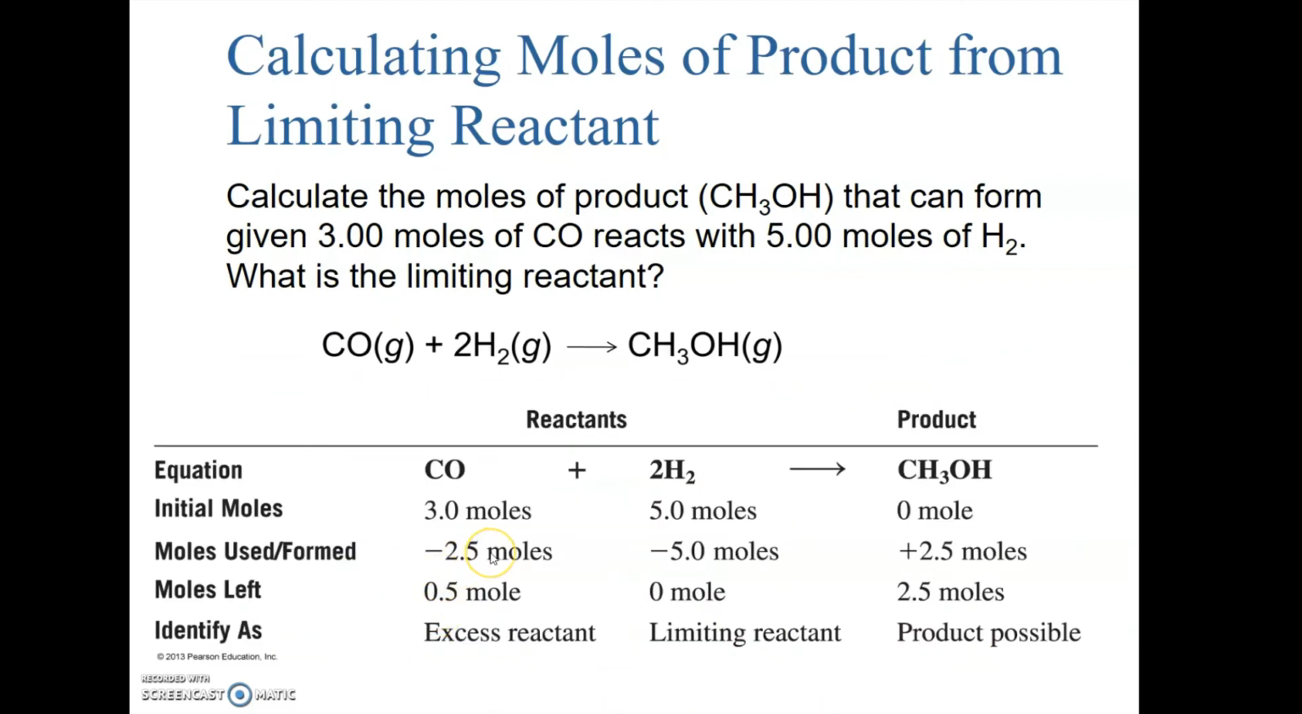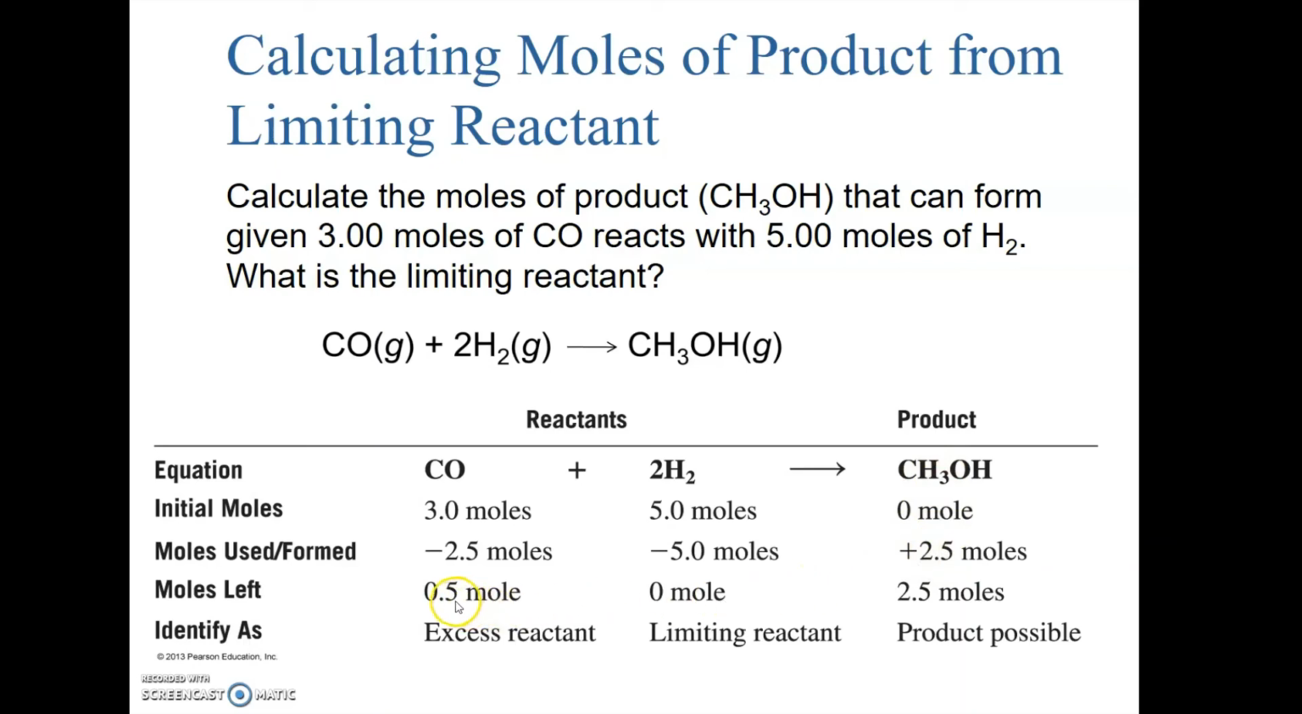To summarize what we should have learned in the problem we just did, we started with 3 moles of carbon monoxide and 5 moles of hydrogen. Then 2.5 moles of carbon monoxide was used. All the hydrogen was used. Then we got 2.5 moles of CH3OH when the reaction was completed.